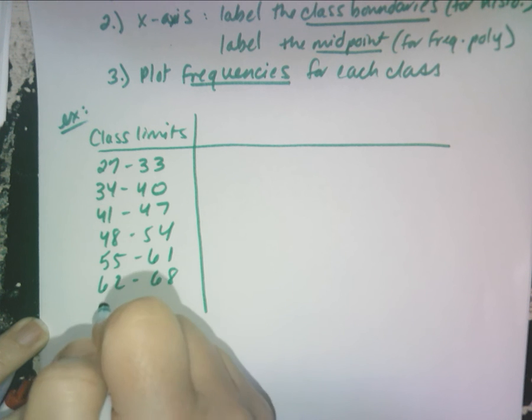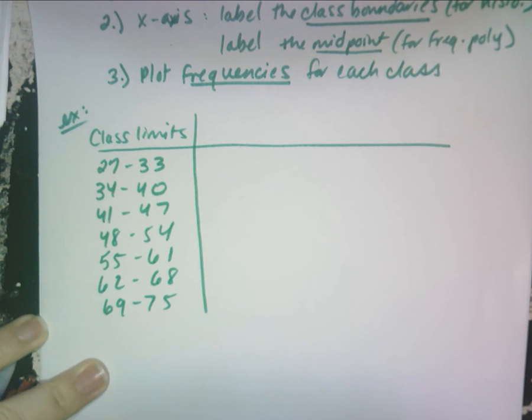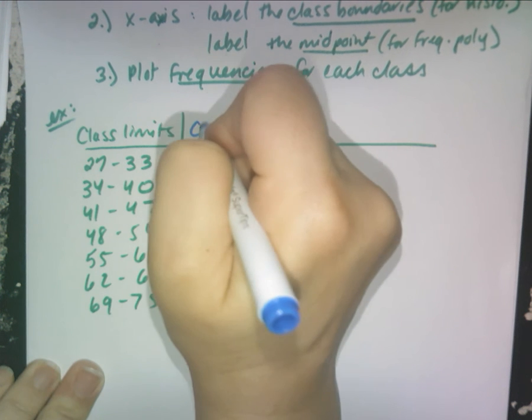All right, so this is what we had already done. This is what they give to you. This is right here in the green is what they're giving to you. This is what you have to figure out. This is what you have to figure out. You have to figure out the class boundary.